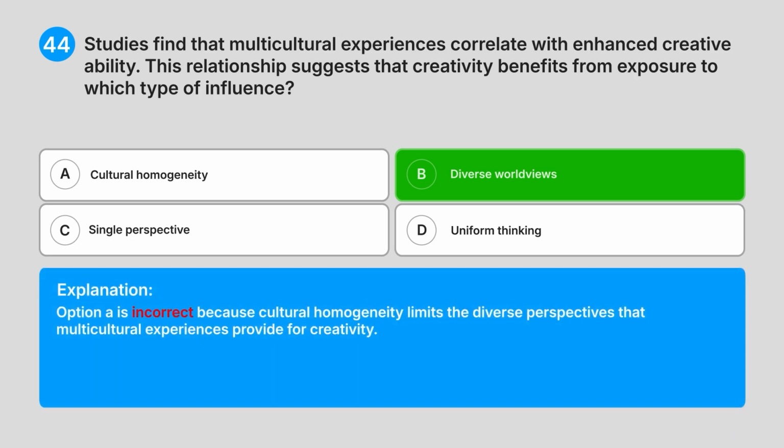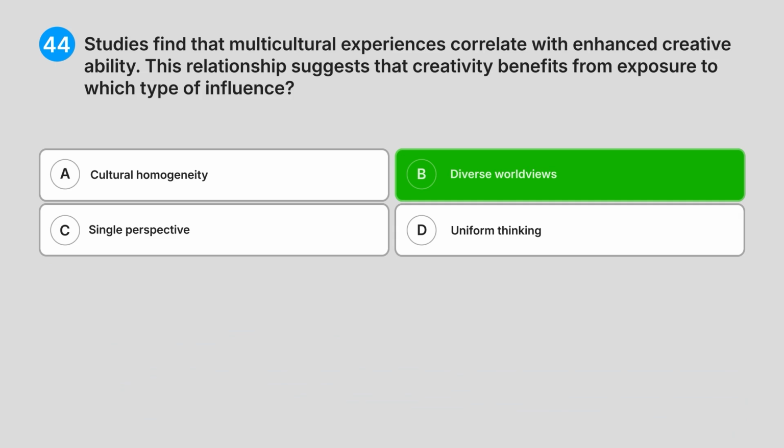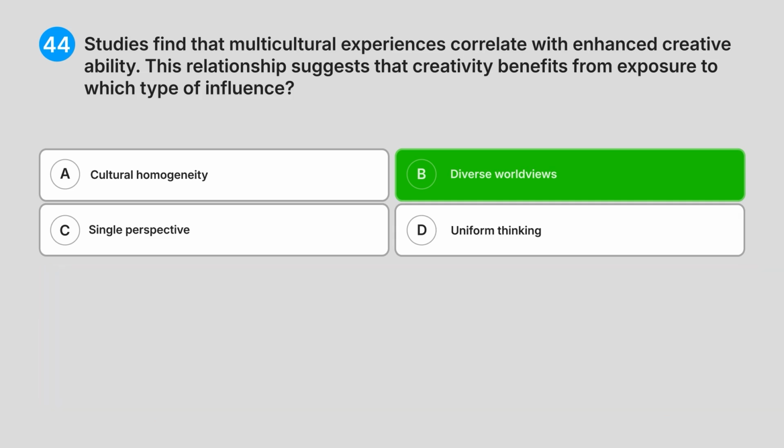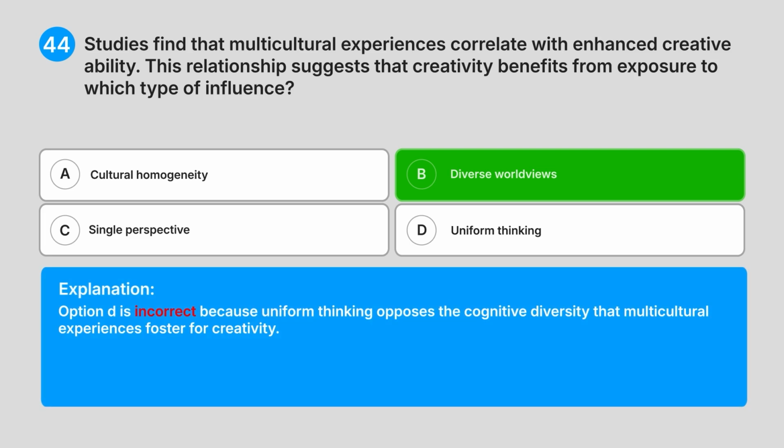Option A is incorrect because cultural homogeneity limits the diverse perspectives that multicultural experiences provide for creativity. Option C is incorrect because single perspectives restrict the mental flexibility that multiple cultural viewpoints develop. Option D is incorrect because uniform thinking opposes the cognitive diversity that multicultural experiences foster for creativity.